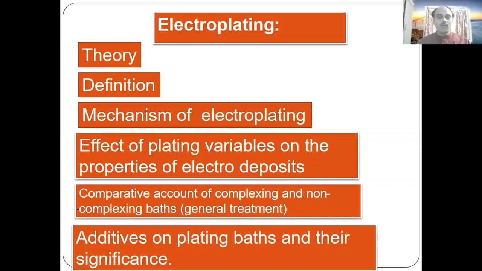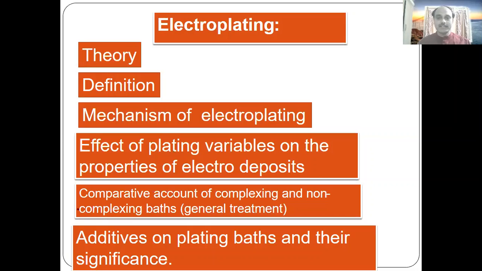Means why this electroplating is to be done. There should be some properties coming out of that. There should be some advantages of doing electroplating. So what are these? Comparative account of complexing and non-complexing baths. This complexing and non-complexing baths is specially included in the procedure of electroplating. And additives on plating baths and their significance.